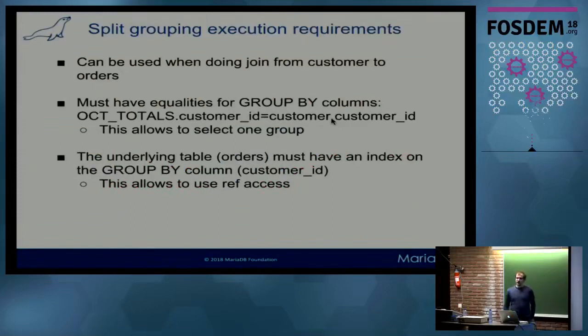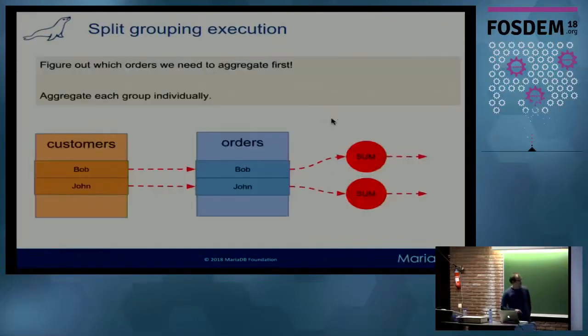There are some requirements for this, though. In order to actually do this, we have to have a join condition here. So we have to have something that links orders to customers. In this case, customer ID is the column that links the two tables. And we also must have an index on the group by column to be able to quickly check if the customer that we're looking for is actually in the table. So here we want to have an index to check: is Bob's ID in orders? If you don't have this, the optimization won't actually work.